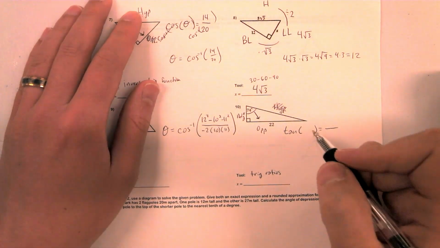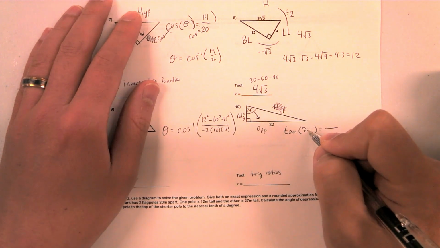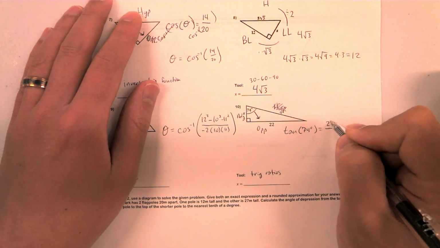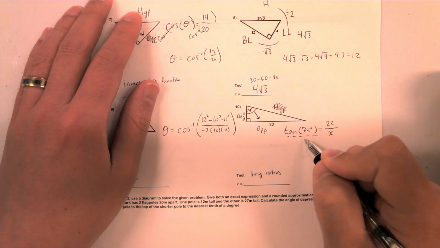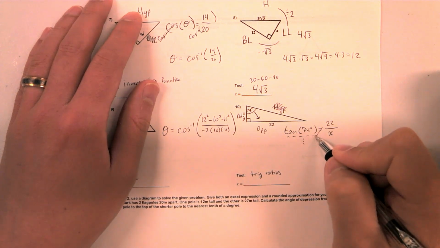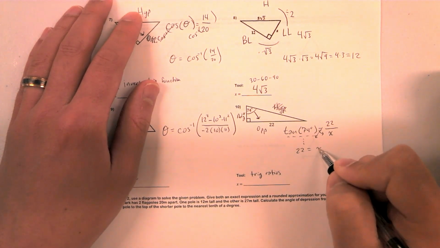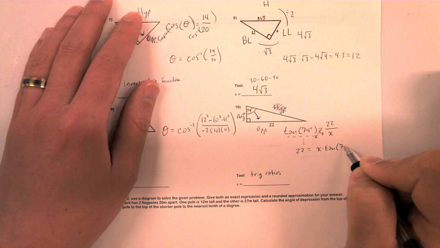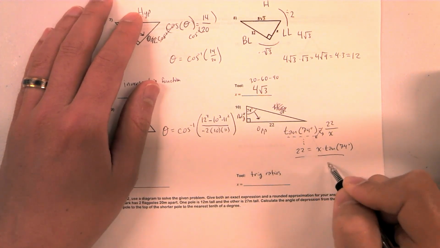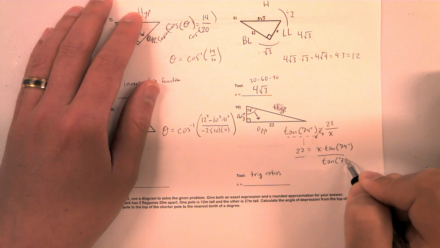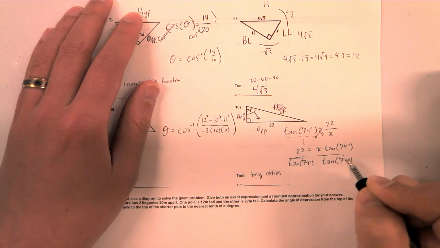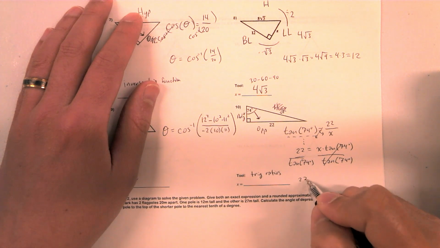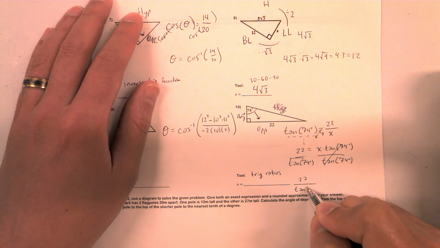Set up the equation. The angle always goes inside the trig function. Opposite over adjacent. And then we cross multiply and divide. I'll make this a proportion. Put that over 1. Cross multiply, so I get 22 equals x times the tangent of 74 degrees, and then I'll divide both sides by the tangent of 74 degrees to get x by itself. Okay, so x is equal to 22 divided by the tangent of 74 degrees.